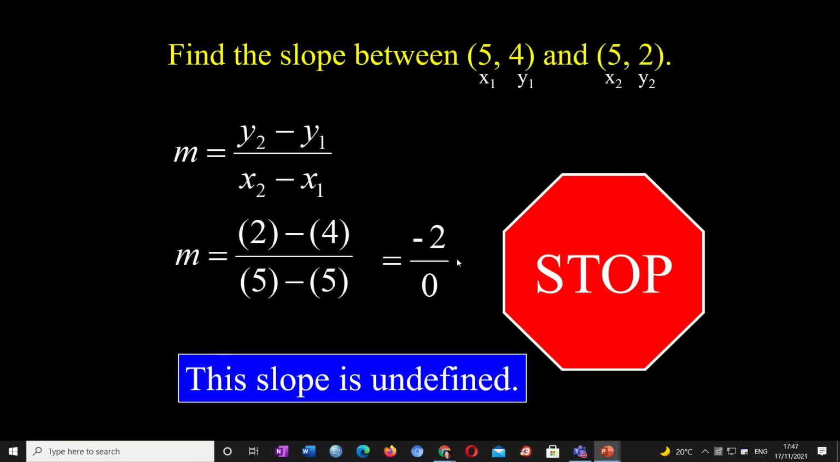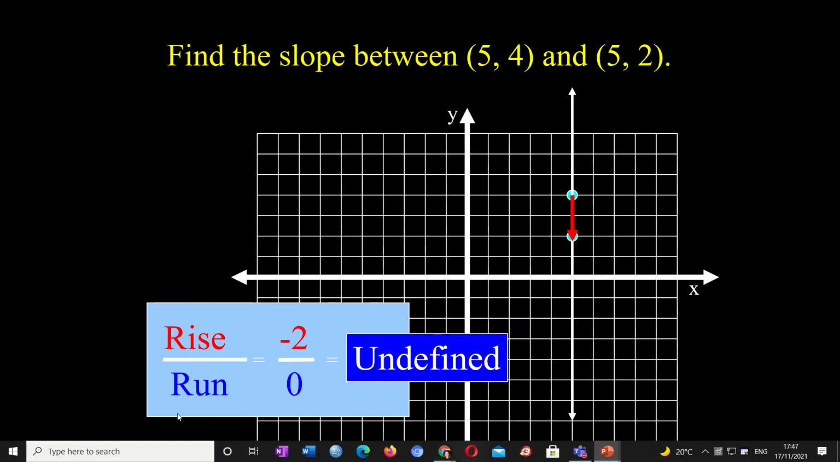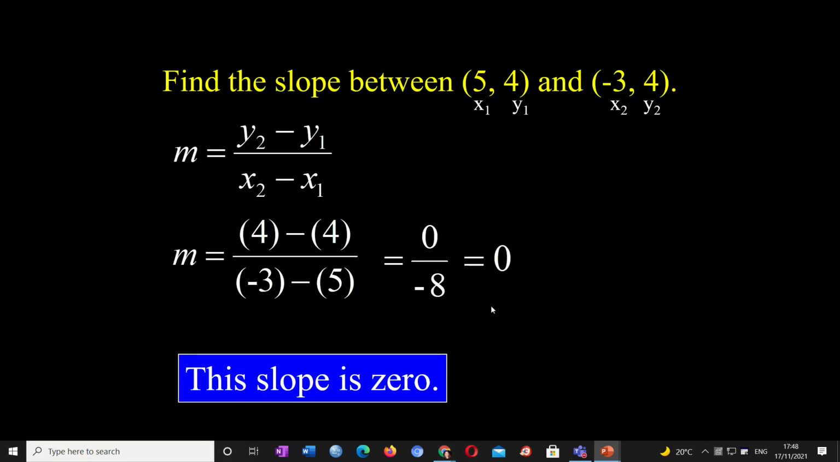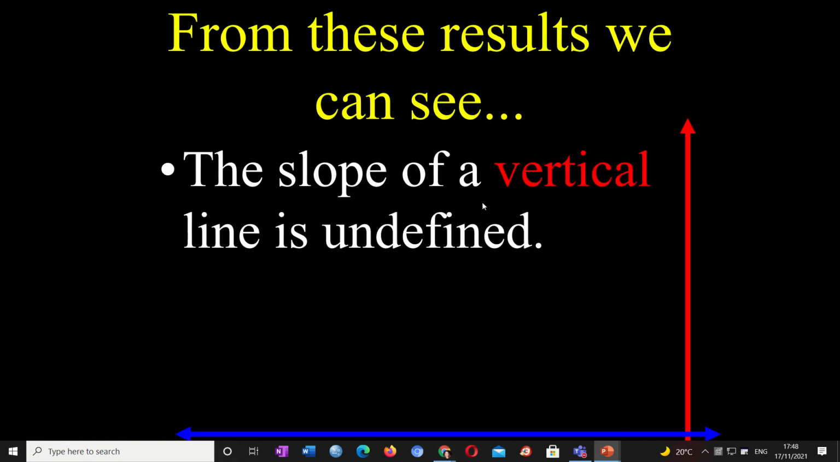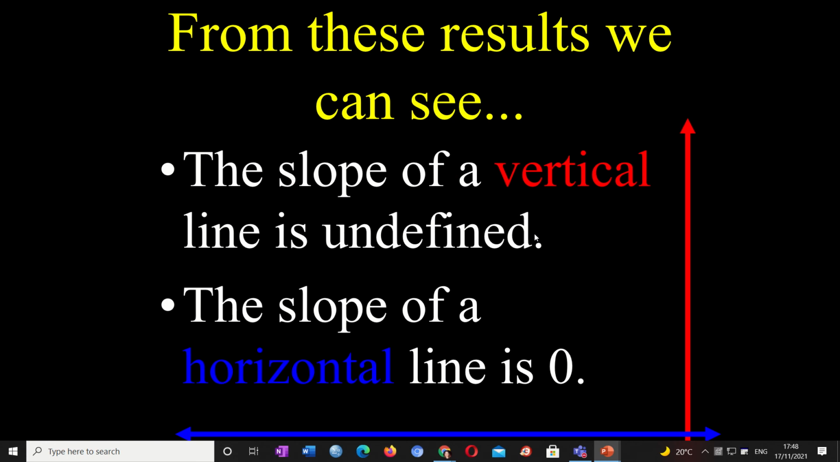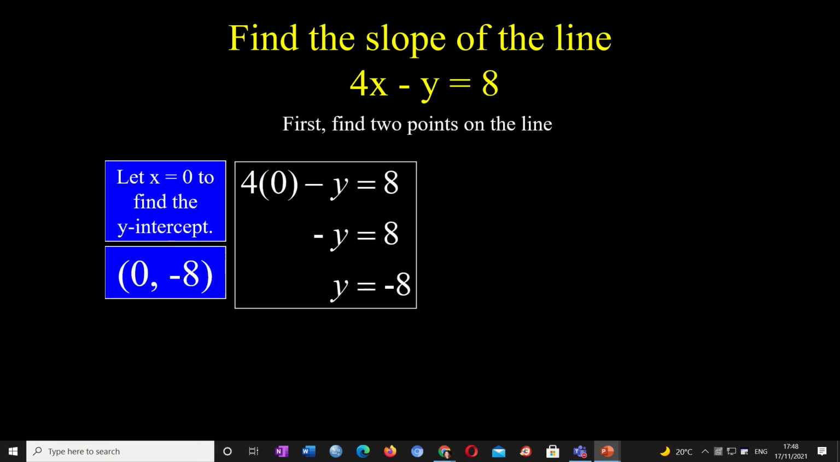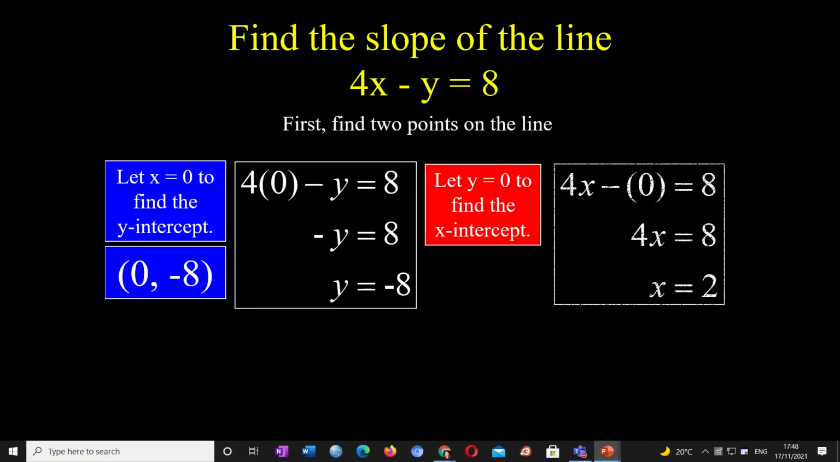Now we have seen that if x2 minus x1 is 0, if they are equal, then the slope is undefined. And here the slope is 0. The slope of a vertical line is undefined, and the slope of a horizontal line is 0. If we put x equals 0, we find the y-intercept. If we put y equals 0, we find the x-intercept.